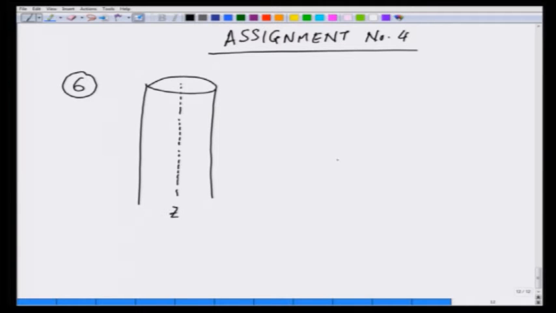It is made of a dielectric material of electric susceptibility chi e. If it is put in a uniform electric field E equals E 0 y, find the electric field, polarization and displacement in the cylinder. So, if I look at this cylinder from the top, here is a material chi e, and we have put it in a uniform field going in the y direction.